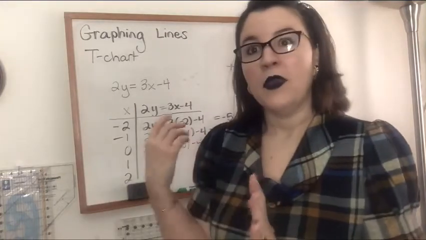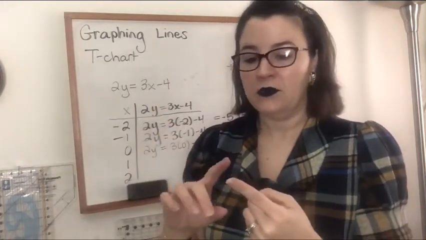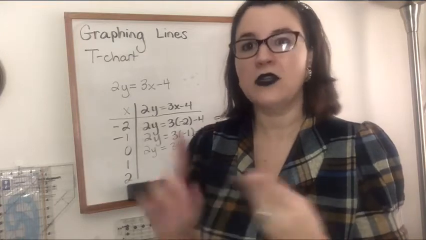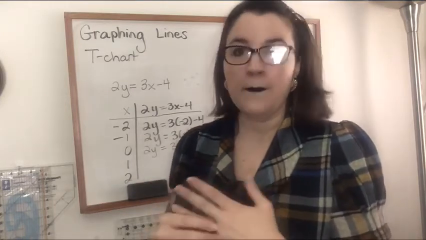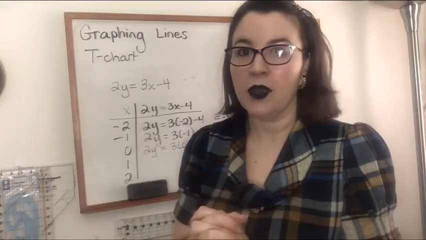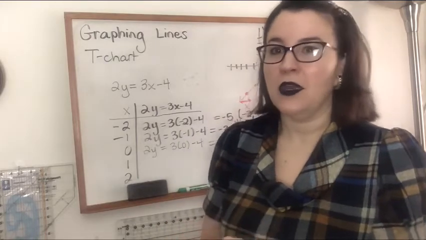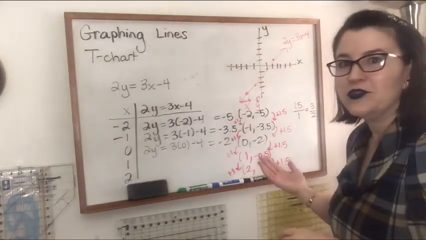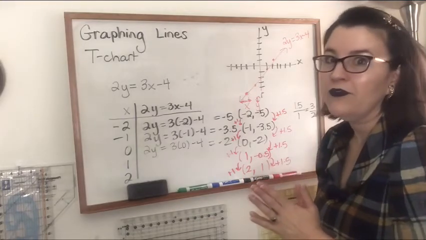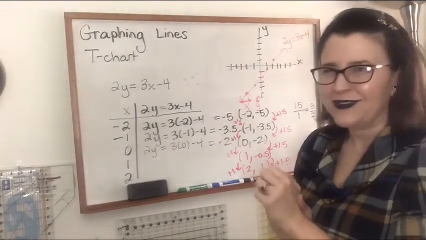So graphing lines, I did T-chart, I did slope-intercept. I'll do a separate video for x and y intercepts, but this is just kind of a nice review catch up. And I think it really showed you the idea of that slope is rate of change. I'll probably do a really fun one about word problems, because who doesn't love word problems?